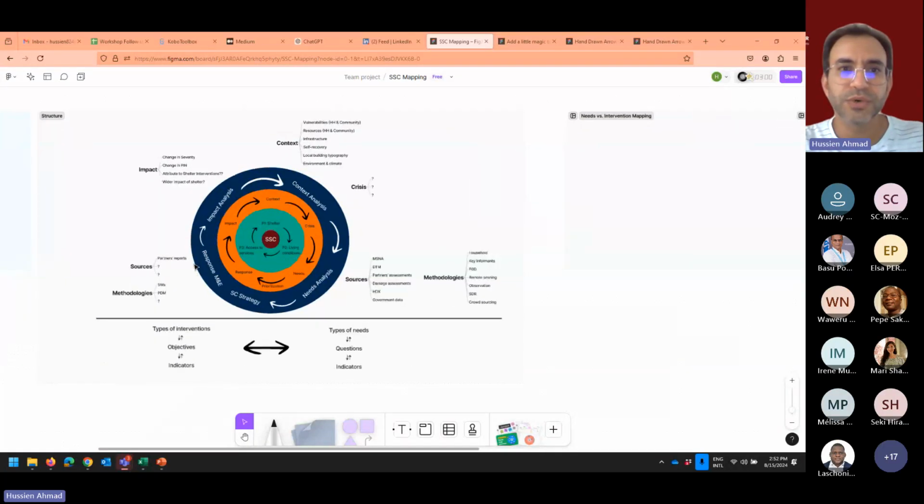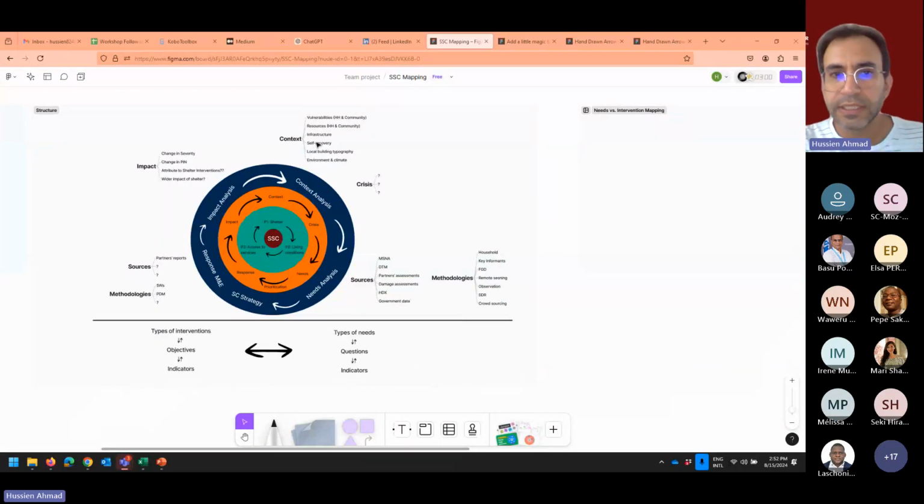So this is what I was showing last time. Currently, what we are doing with the SSC is looking at the context analysis. So we have the context and the crisis, and we do the needs analysis. It is this part here. We are talking about the context: what are the elements in the SSC framework that we would like to know about the context, the crises that happen, sources of information, and methodologies of collecting information.